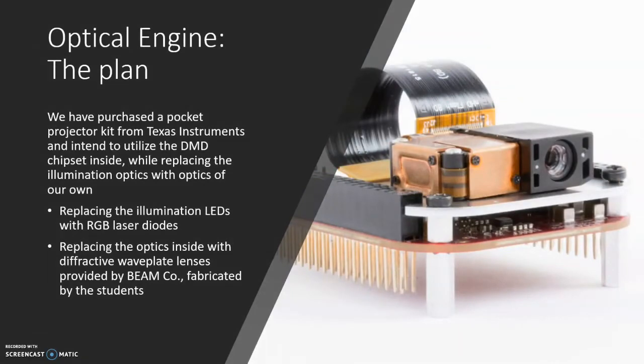So what was our plan? We decided to purchase a pocket-sized projector kit from Texas Instruments, which was fairly affordable, and replace the illumination optics inside with a new optical system of our own design, improving the brightness of the system and making the color mixing possibilities much wider.